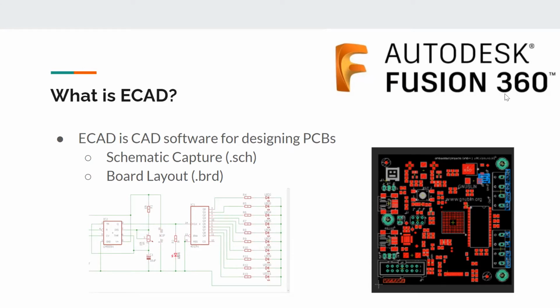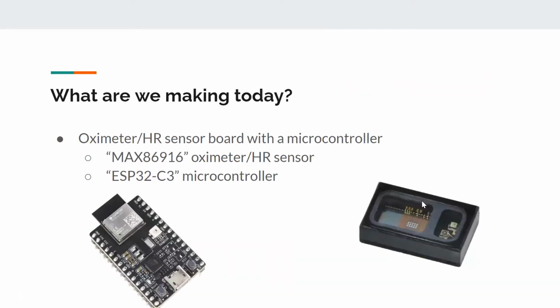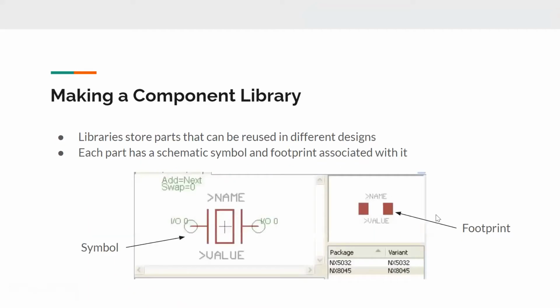In software like Fusion 360, these two steps are linked together so that any changes you make on your schematic will be reflected on your board, and it'll tell you exactly how to connect each pin together. Today we're going to be making a board that combines a microcontroller and this sensor over here. This sensor is an oximeter and heart rate sensor, and we're going to be using this ESP32 microcontroller to control and get data back from it.